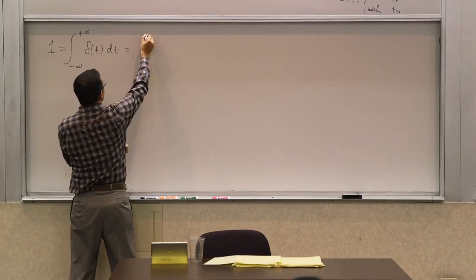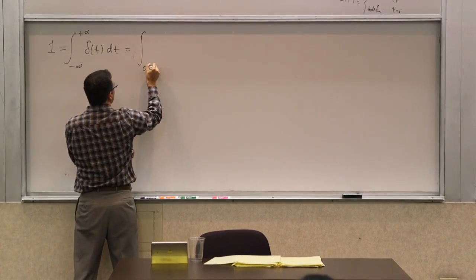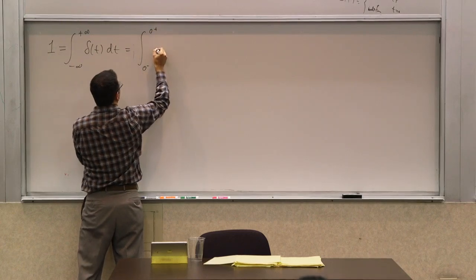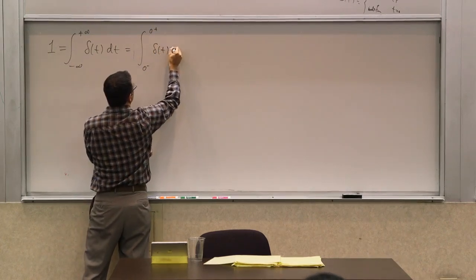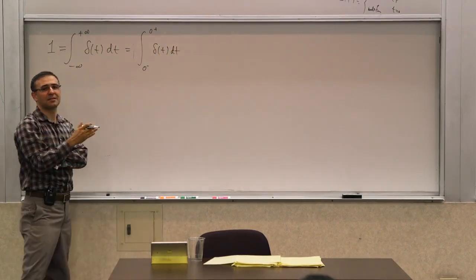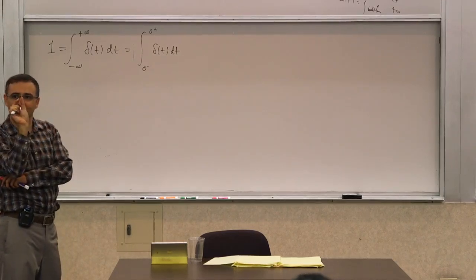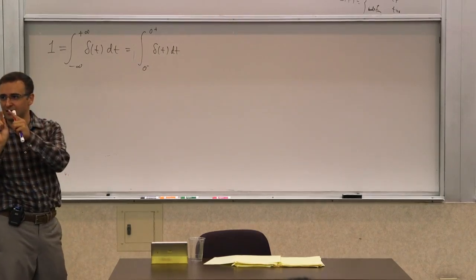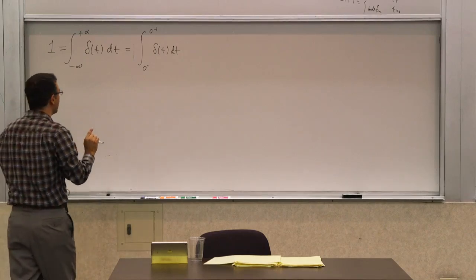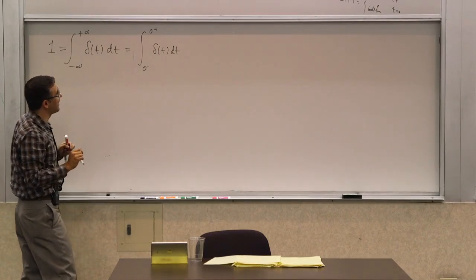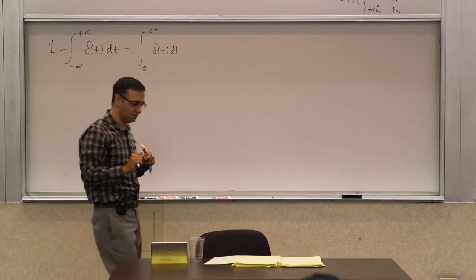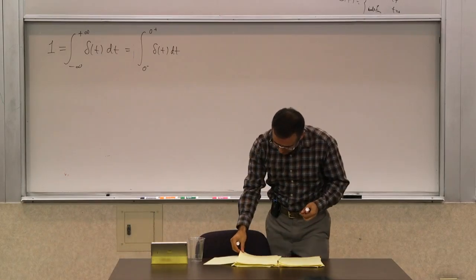which is also equal to integrating from 0 minus to 0 plus, because all the action happens around 0 for delta, right? It's 0 everywhere else. As long as you're a little bit before and a little bit after 0, that would give you an area of 1. This is another very, very important function.